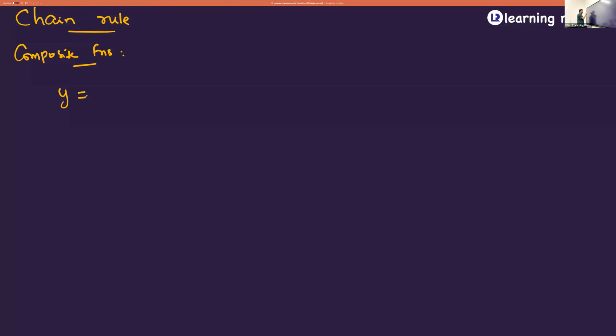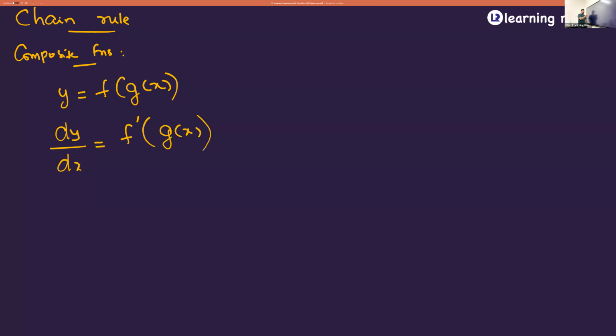If I take y is equal to f of g of x, this is a composite function, a function within a function. So what is going to be dy divided by dx? It will be the derivative of the outside function, that is f dash, into the inner function as it is, multiplied with the derivative of the inner function, which is g dash of x.